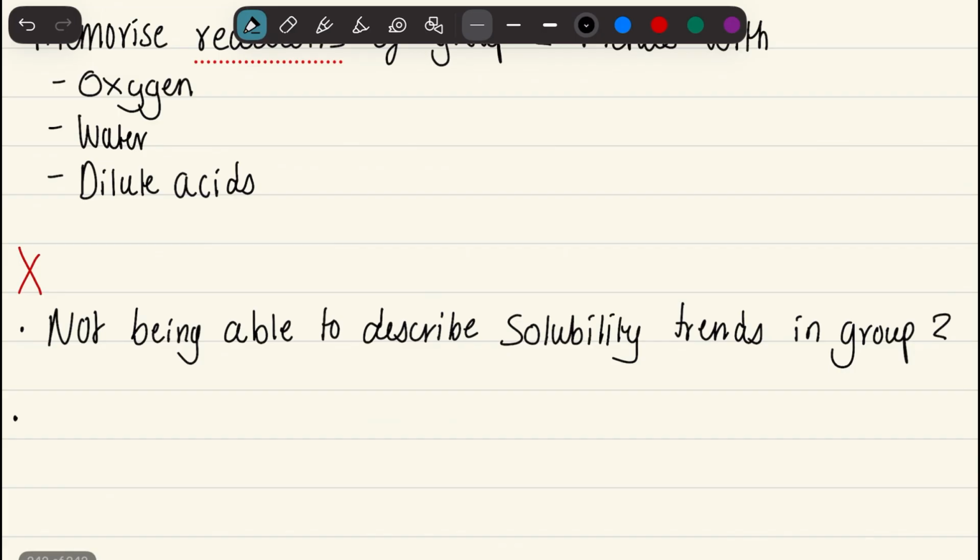In terms of what not to do, I couldn't think of much, but definitely, I think a lot of people go through the A-level not being able to explain that solubility trend with the metal hydroxides. So make sure that you can do that, because a lot of people kind of skip that out. I think I maybe mentioned it once while I was talking now.